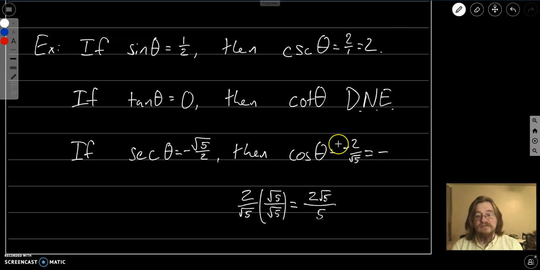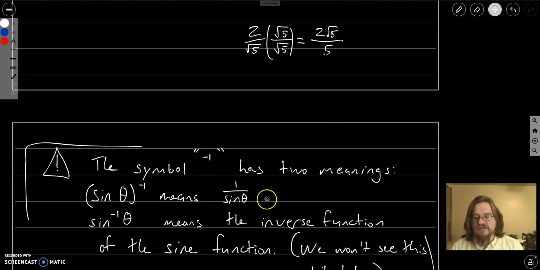If the secant is negative, then so is the cosine. The negative sign hangs around, it doesn't go away if we flip the fraction over. But if we rationalize the denominator, we'll get negative 2 root 5 over 5. Cool. So that's just looking at reciprocals.